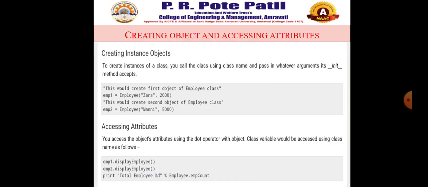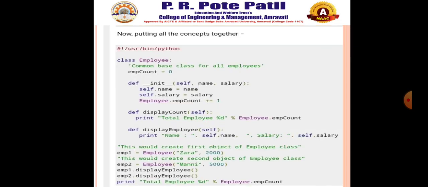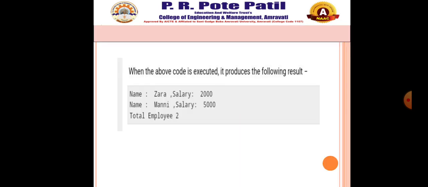Next, creating instance objects, how to create the objects. Basically you have to call the constructor here, and then access the attributes. Using the dot operator you can easily access any member of the class definition. It is just like Java and C++ programming, where we use the object-oriented programming concept. In that also you have to use the dot operator for accessing the different members of the class. Next, this is the example we have already seen.